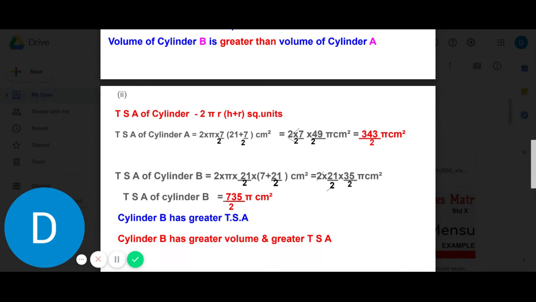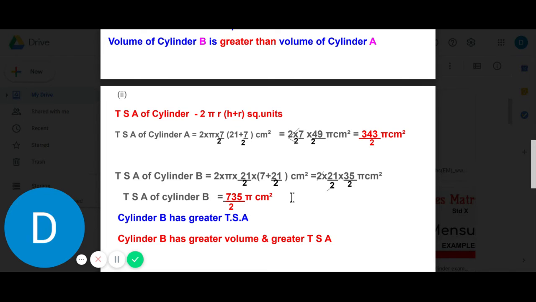Next, we should find out the total surface area of the cylinder B. That is equal to 2 into pi into, here r is 21 by 2, within bracket h plus r. h is 7 plus r is 21 by 2 centimeter square. Add the terms that are in the bracket, that will be 35 by 2. So TSA is equal to 2 into 21 by 2 into 35 by 2 into pi centimeter square. We can cancel 2 with 2. The remaining numbers on multiplication, you will get total surface area of the cylinder B equal to 735 pi by 2 centimeter square.